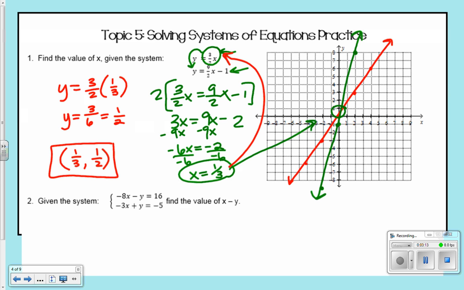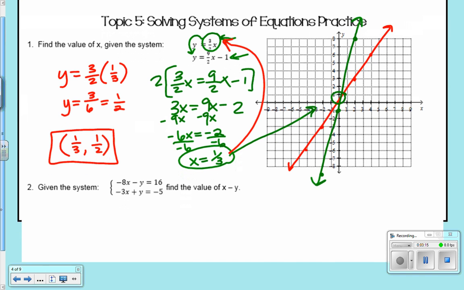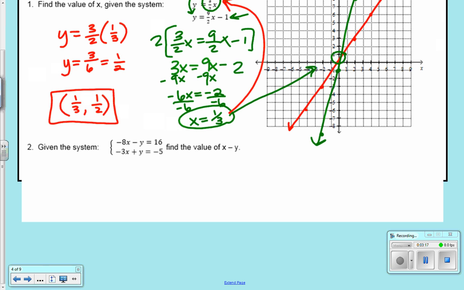Alrighty. So here's another one. Again, feel free to pause and work it out yourself. Given the system, those equations, find the value of x minus y. Okay, well, I'm going to look and see what method I want to use. It's already in standard form. Everything's stacked on top of each other. I'm thinking this is pretty good for elimination.